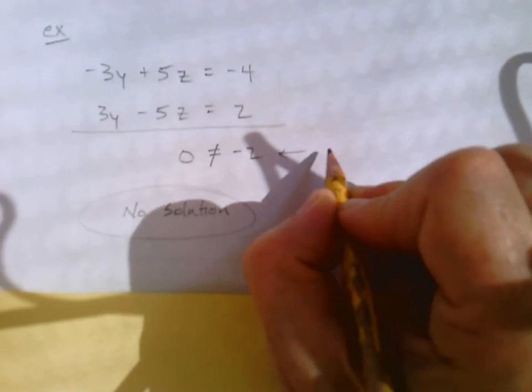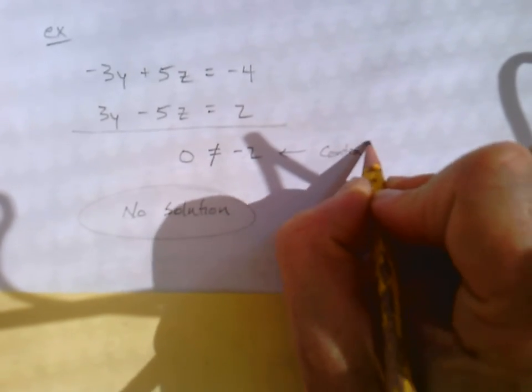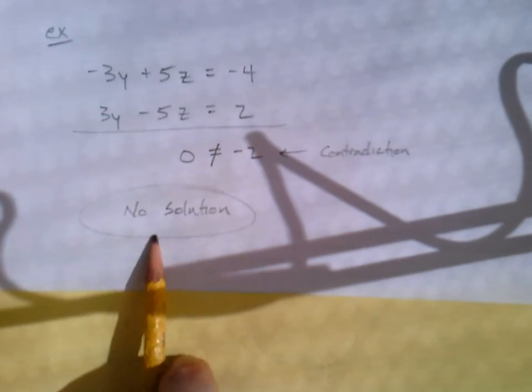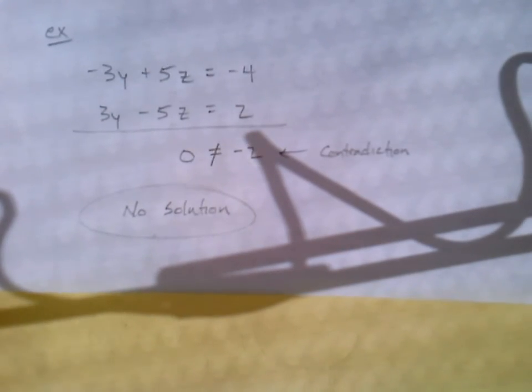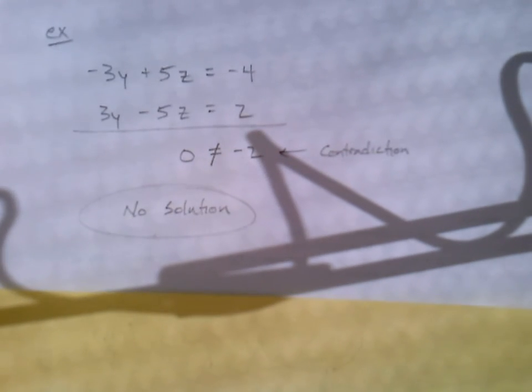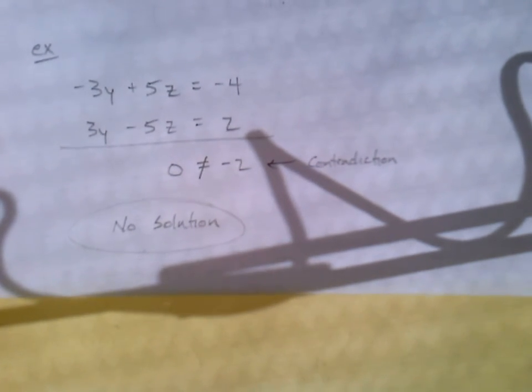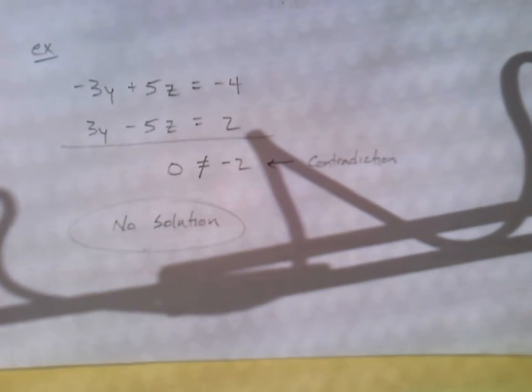We would call this a contradiction. If you end up with a contradiction, then the answer is no solution. There is no values of x and y that are going to solve that. And if you go to the larger system of 3 equations, there's no values of x, y, and z that are going to solve it. Solution does not exist, no solution. Okay, you guys needed to see those.